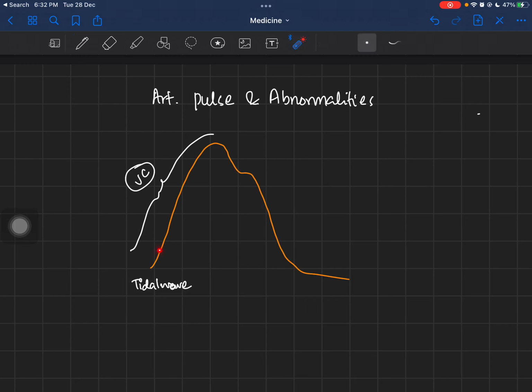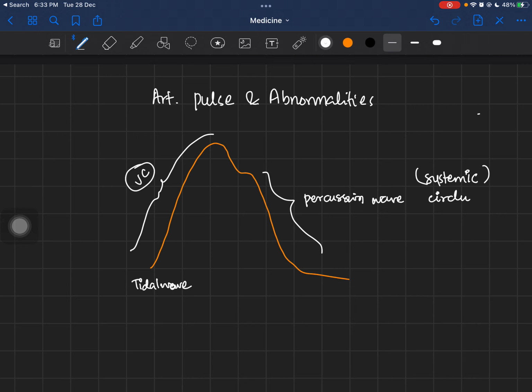Now, as the amplitude of ventricular contraction progressively starts to decrease, the pulse tracing also starts to decrease, and we get this descent. Now there is the beginning of this phase of the pulse, which is known as the percussion wave. It is said that this percussion wave is contributed to by the systemic circulation, that is the peripheral resistance. It is the peripheral blood vessels that contribute to the percussion wave.